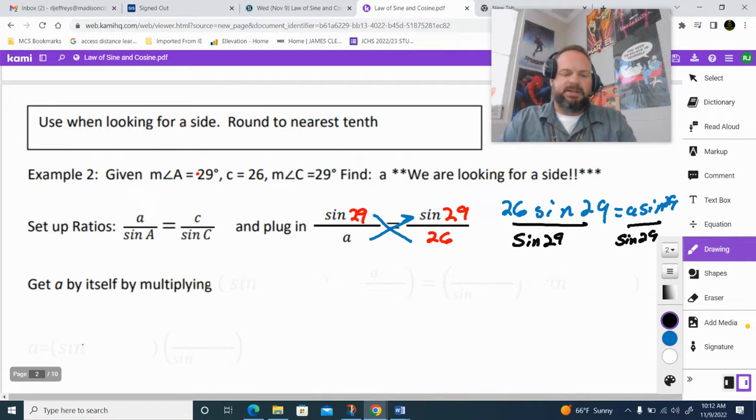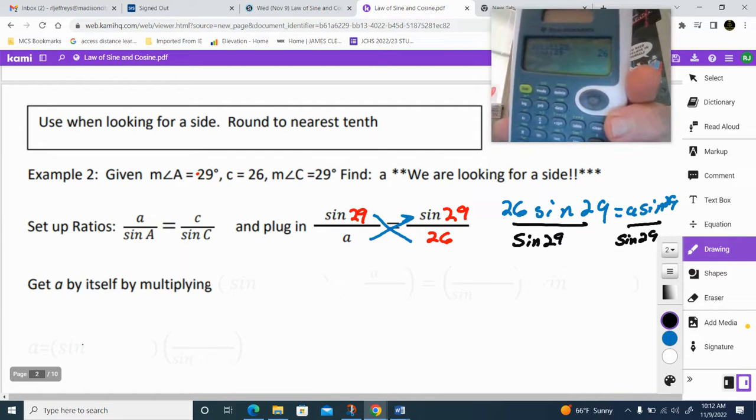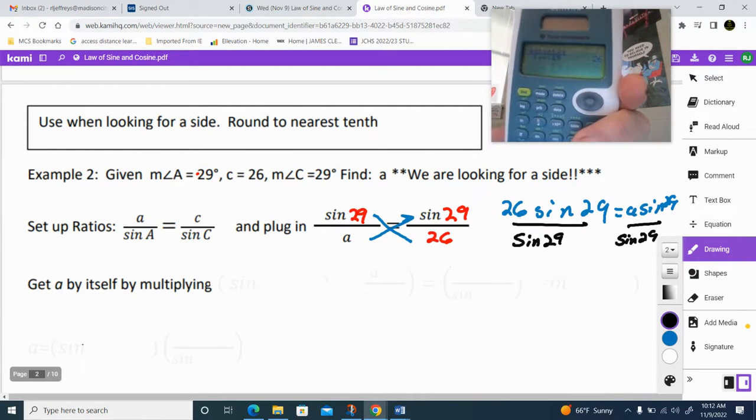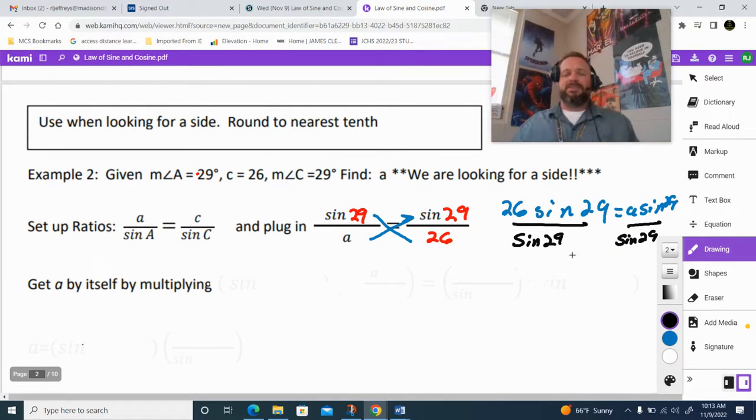So if I type this into my calculator just like it says. Okay. Yeah, 26. Now, some of y'all probably already figured that out. If I said the sine of this is equal to the sine of that, if they're the same angle, it has to be the same side. Okay, so A actually ends up being 26.